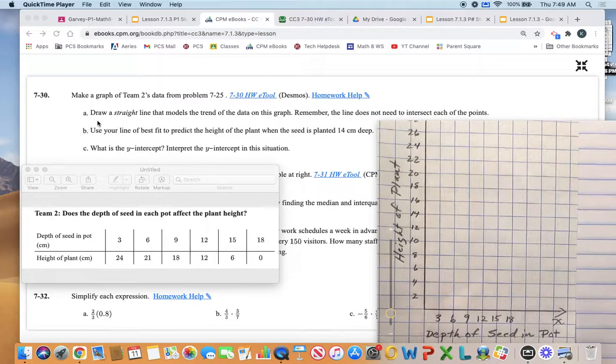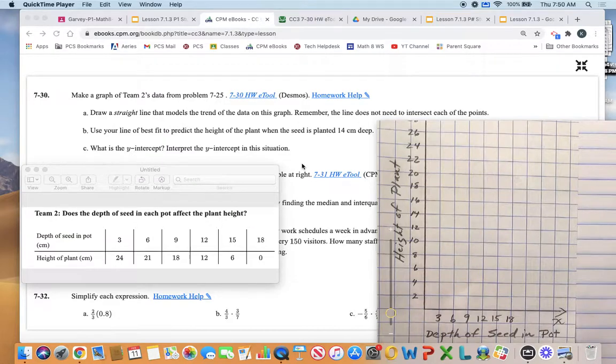So first of all, we're supposed to graph this, and then we're going to draw a straight line that models the trend of this graph. Okay, so that is the line of best fit. And it does say, remember, the line doesn't need to intersect each of the points. And then you're supposed to use your line of best fit to predict the height of the plant when the seed is planted at 14 centimeters deep. And the last question is, what is the y-intercept? So interpret the y-intercept in this situation.